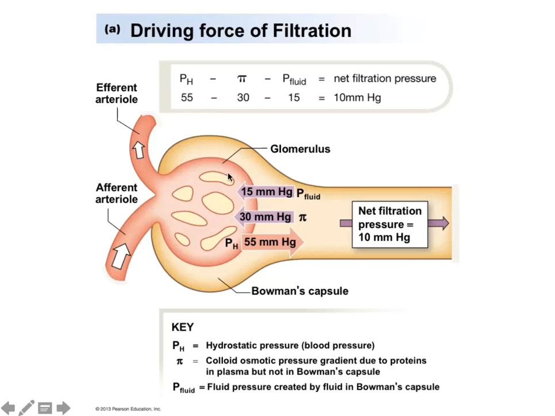Last time we talked about the driving force of filtration. The driving force comes from the heart. That's the pump. So the heart working hard pushes the blood through the renal artery, eventually to the afferent arteriole, and it goes to the glomerulus. The glomerulus is like a balloon there.